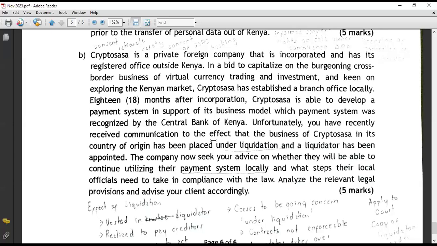What would happen in that instance is, because of the principles of liquidation, now the directorship of CryptoSasa Kenya would now be the liquidator. And it will only continue if the liquidator determines that it serves the interest of the creditors for it to continue. But the greater question here, and I might be complicating things, is that depending on how connected the use of the payment system was, then it could also not be able to continue.